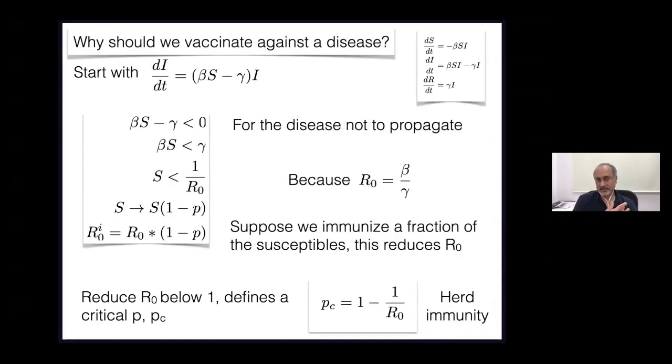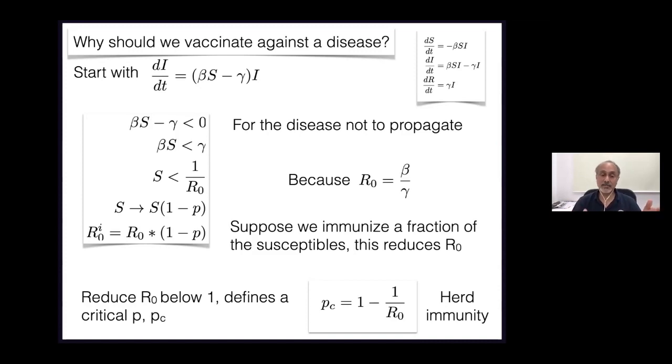Let's get to another explanation of one of these questions that I told you about earlier. Why should you vaccinate against a disease? You can see the equations are basically SIR model equations in the top right-hand corner. And now stare at that equation that I've shown you right at the top. For the number of I to decrease, for the disease not to propagate, beta S minus gamma must be less than 0, because then dI/dt is a minus sign something times an I.